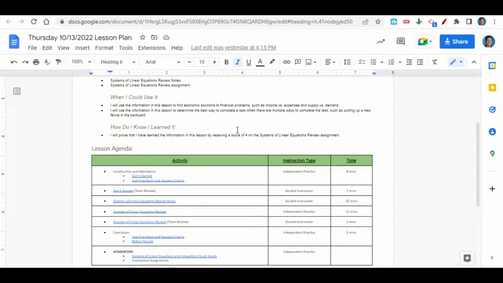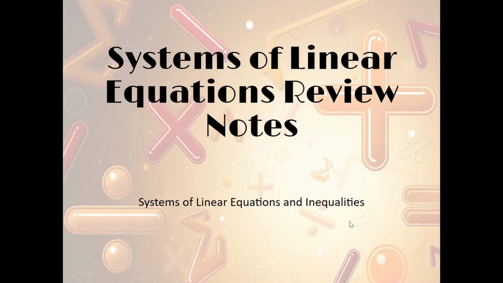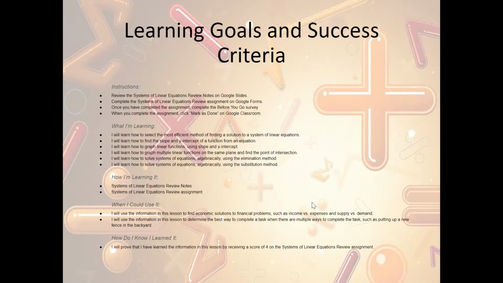At the end of class, we'll go back over our learning goals and success criteria while you fill out your Before You Go. Your only homework for tonight is to continue working on the Systems of Linear Equations and Inequality Study Guide and any incomplete assignments that you may have. Let's take a look now at the Systems of Linear Equations Review Notes. The notes begin with the learning goals and success criteria.